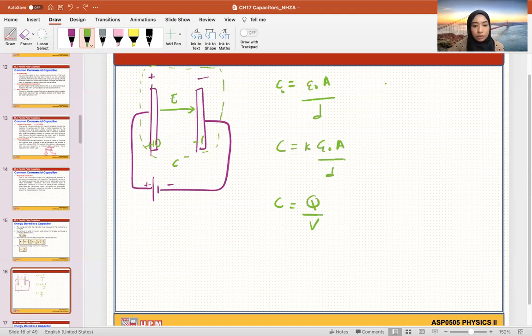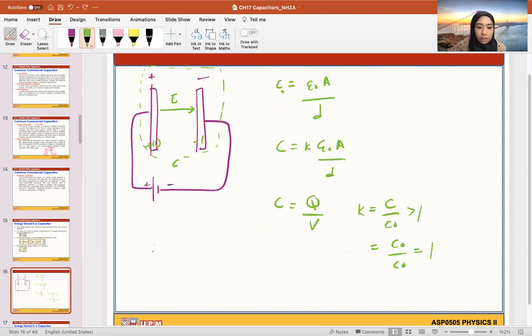What else? We talked about E. Sorry, K. K is C over C naught. It's greater than 1 when you use something other than air. If it is air, then C naught over C naught is just equal to 1. K is equal to 1. Okay, so your equation does not require the K. So if you put in a dielectric, put the K into your equation.